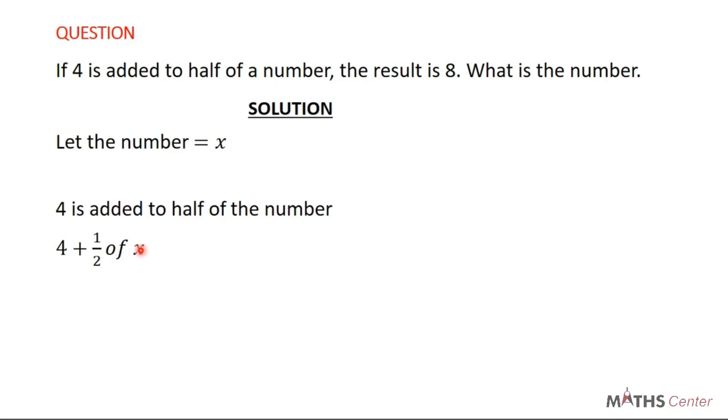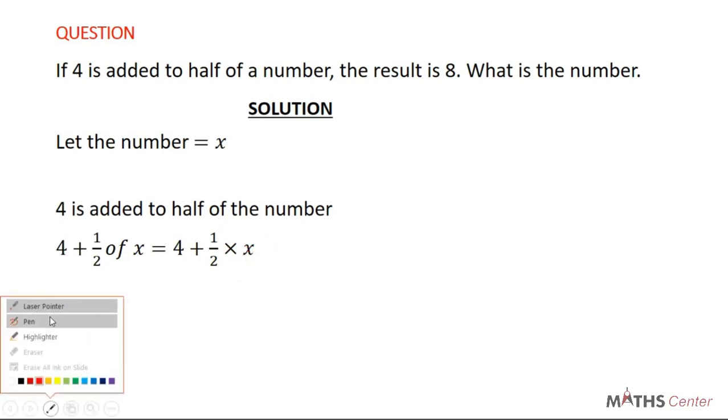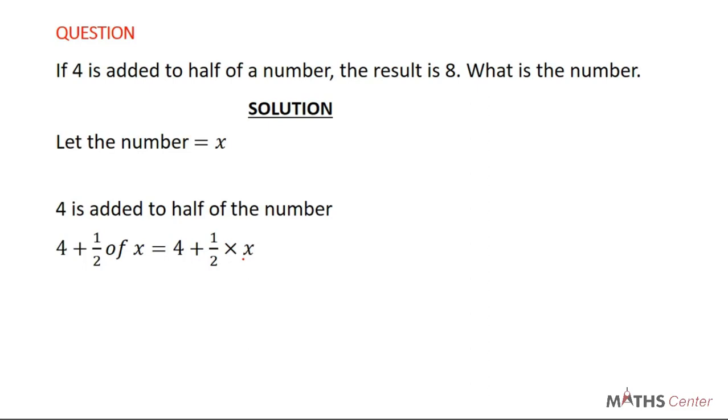I hope this is clear. So 4 is added to half, which is 1/2 of the number, which is s. We know from our studies in mathematics that whenever you see "of", it means multiplication or times. So this is going to give us 4 plus 1/2 times s. Now this s here is the same as s over 1. Any number that stands on its own is divided by 1.